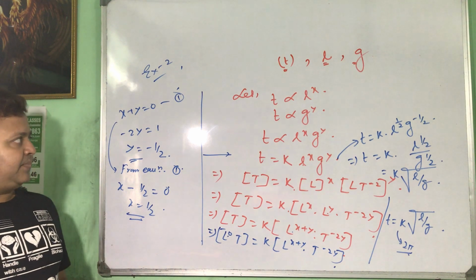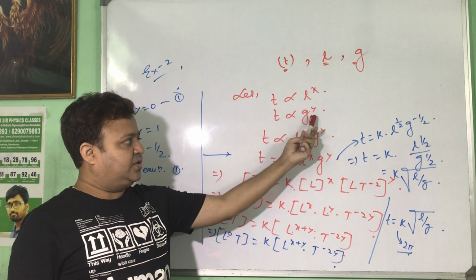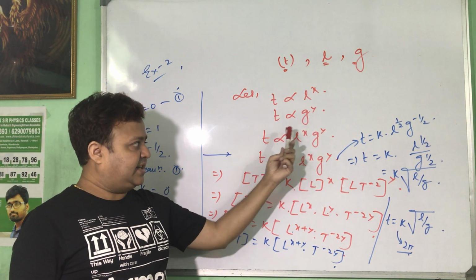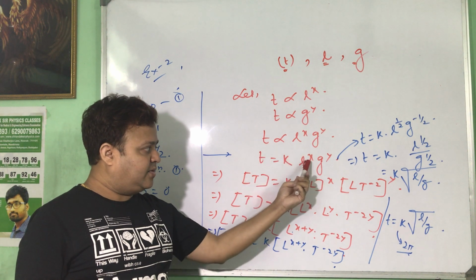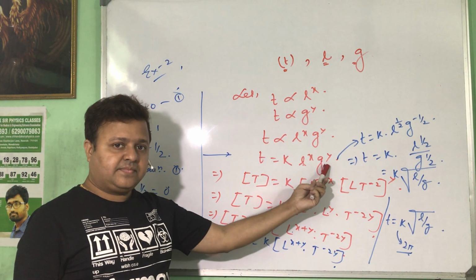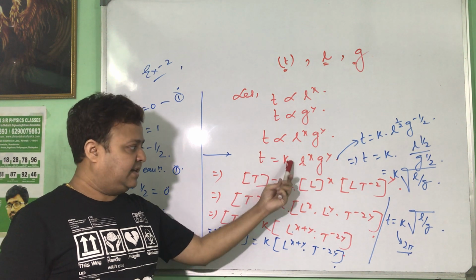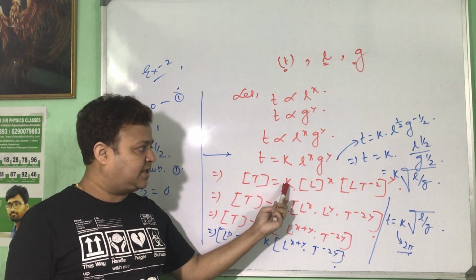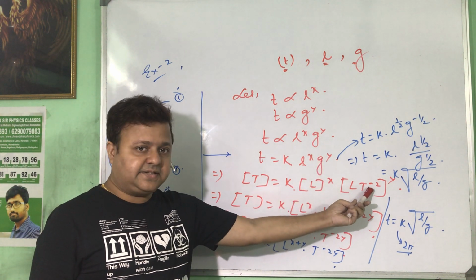Repeat quickly. Let T be directly proportional to L to the power x, T directly proportional to G to the power y. By joint variation, T equal to K into L to the power x and G to the power y. Dimension of T is time, capital T. K is the variation constant, that is a dimensionless quantity. L is length. Acceleration due to gravity, that is the acceleration.